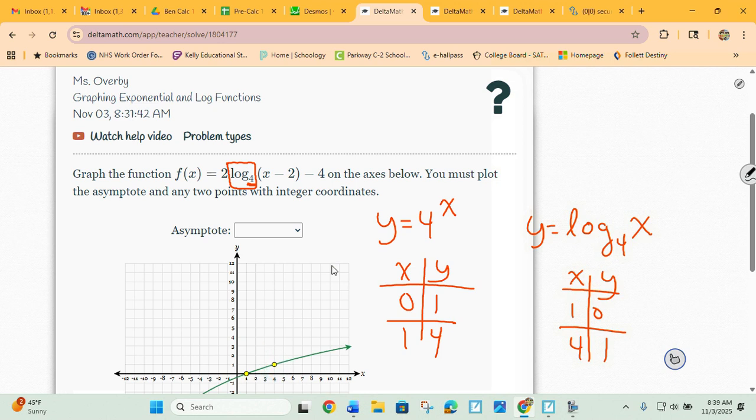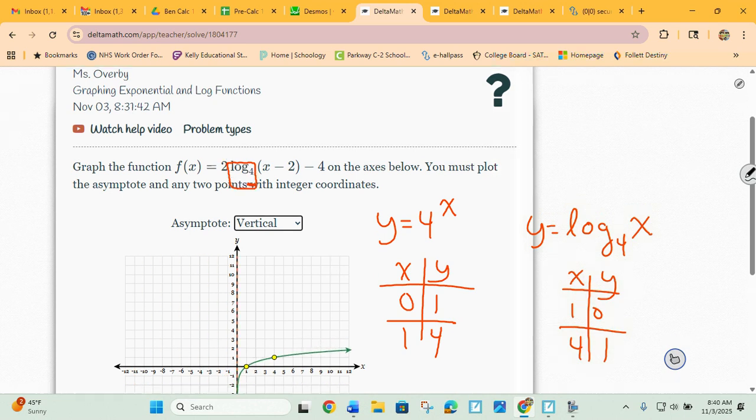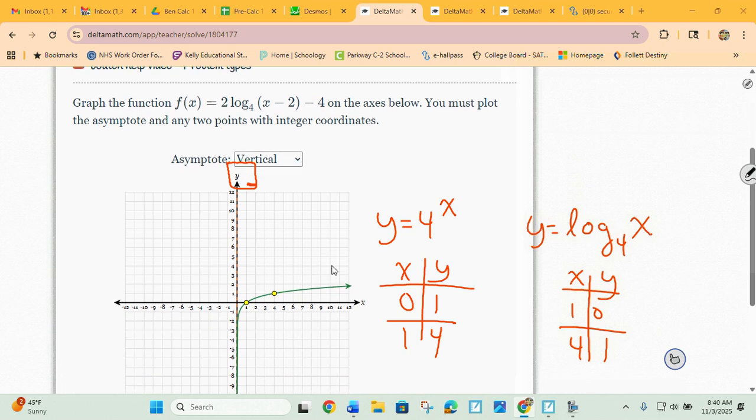And then what I want is an asymptote. With exponentials, we had a horizontal asymptote. Well, with the inverse of that, you get a vertical. So we're going to take that vertical and pull it here. There we go. Okay.